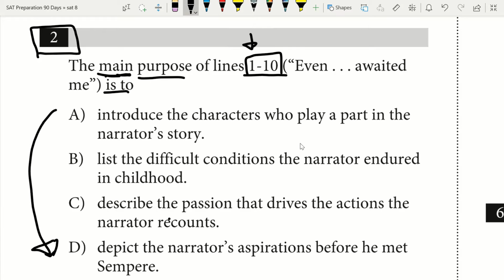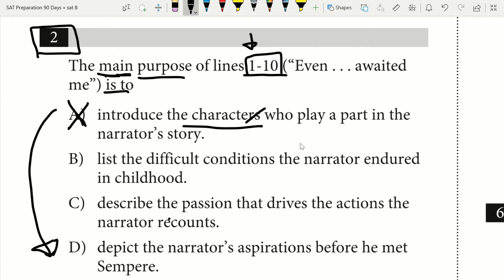All right, well, let's think. If we look at our options here, option A says introduce the characters who play a part in the narrative story. There's only one character we're talking about here. The only character we're concerned with at this point is the narrator. So that's wrong because it's saying plural characters and we're only talking really about one.